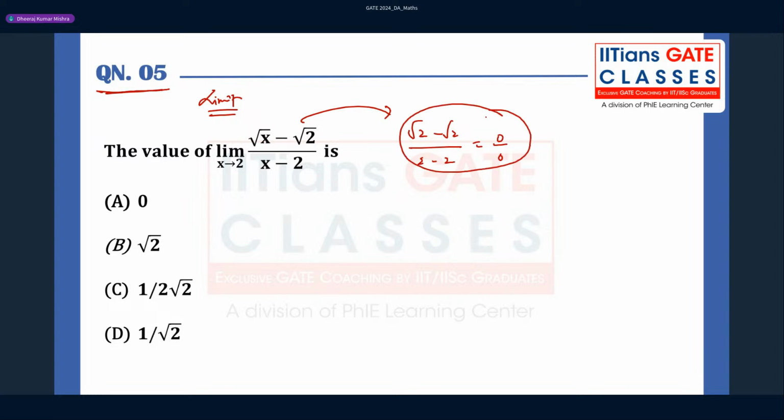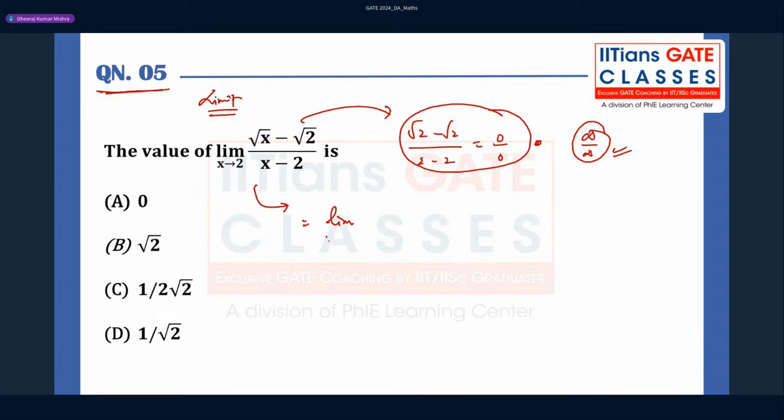Since it is a 0 by 0 form, you can apply the L'Hopital rule. What L'Hopital rule says is that you have to differentiate numerator and denominator until it becomes free from 0 by 0 form, because this is a kind of risky situation. Sometimes we also get infinity by infinity form. Many indeterminate forms are there. So let us now differentiate numerator and denominator by L'Hopital.